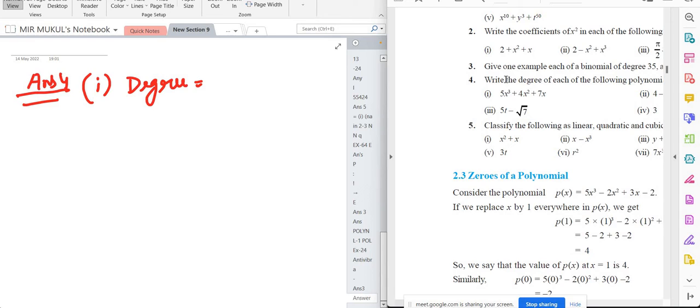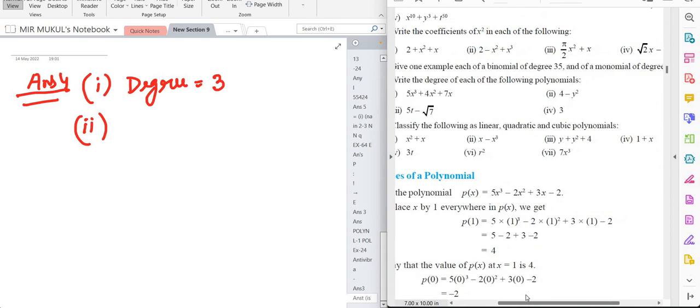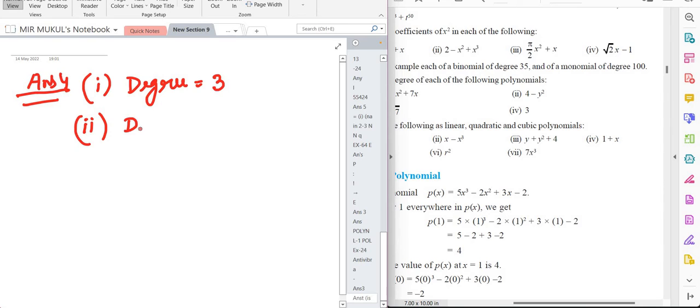Sir, 3. So the degree will be 3. Now, number 2. Aksara will tell. Wait, I'm just showing. Number 2. What is the degree? Sir, 2. Degree 2.